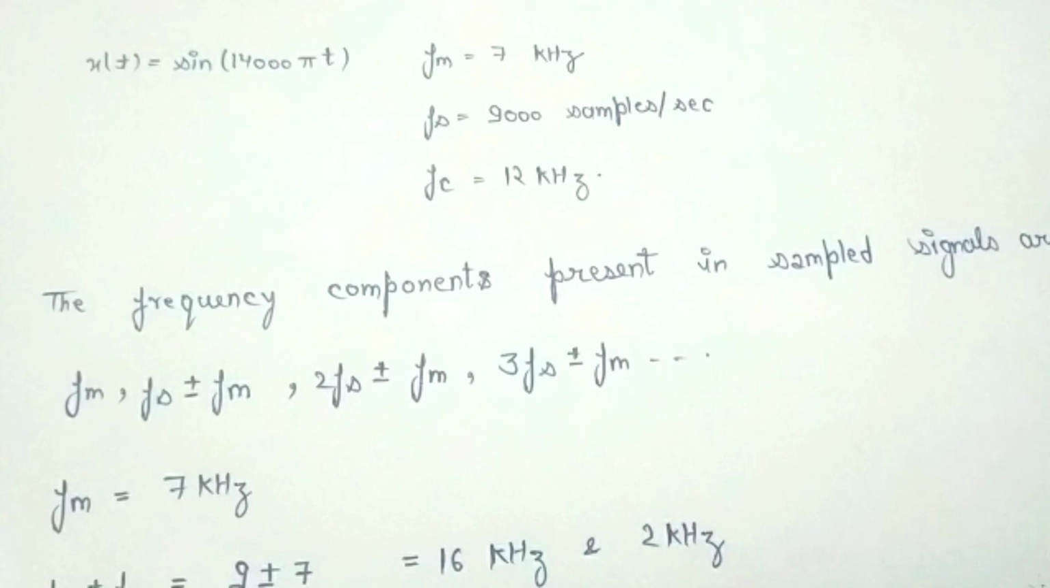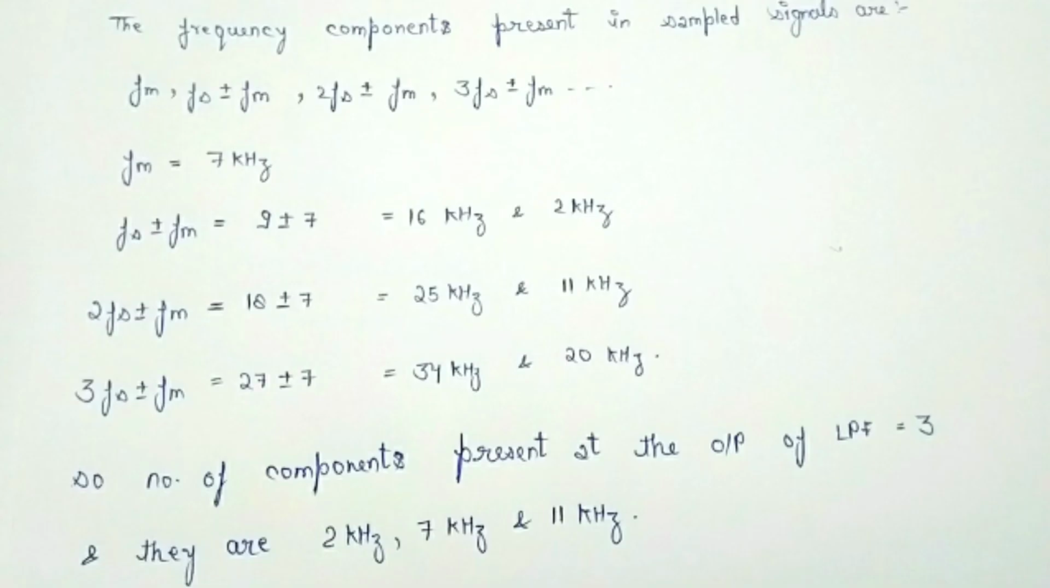By ω = 2πf, we get fm as 7 kHz, the sampling rate fs is 9,000 samples per second, and fc, the reconstruction filter cutoff, is 12 kHz. We know the sampled signal frequencies are fm, fs plus minus fm, 2fs plus minus fm, 3fs plus minus fm, and the frequencies less than the reconstruction filter frequency are present in the output. So fm is 7 kHz, then from fs plus minus fm we find two terms, 16 kHz and 2 kHz.